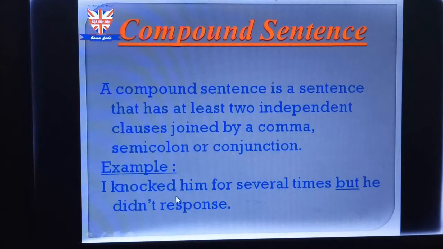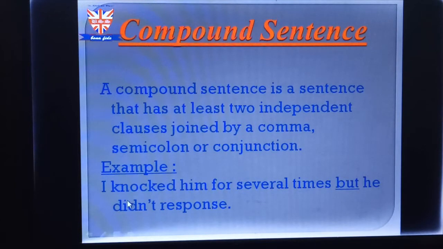Let's go for the compound sentence. It's also very easy. The difference between complex and compound is that complex has two parts, one complete and one incomplete. But a compound sentence also has two parts, and both parts are complete. A compound sentence is a sentence that has at least two independent clauses joined by a comma, semicolon, or conjunction. So what have we understood? At least two independent clauses should be there. Independent clause means two complete sentences.